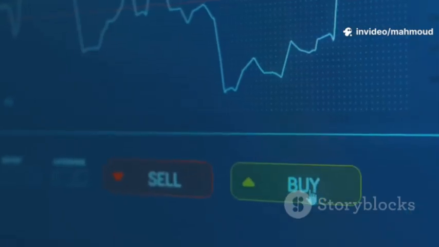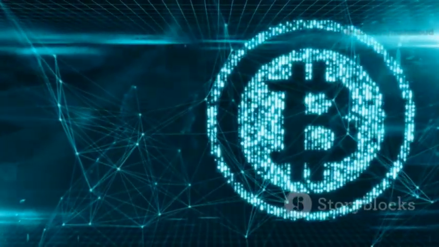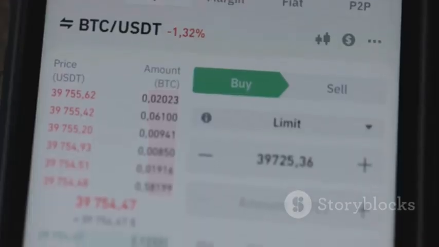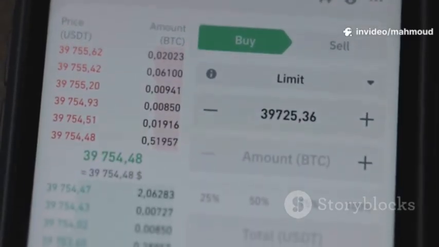Step 7. Fees and risks. Trading fees. Withdrawal fees. Network fees. Prices move fast. Only risk what you can afford to lose. Double-check order types so you don't market buy by accident.